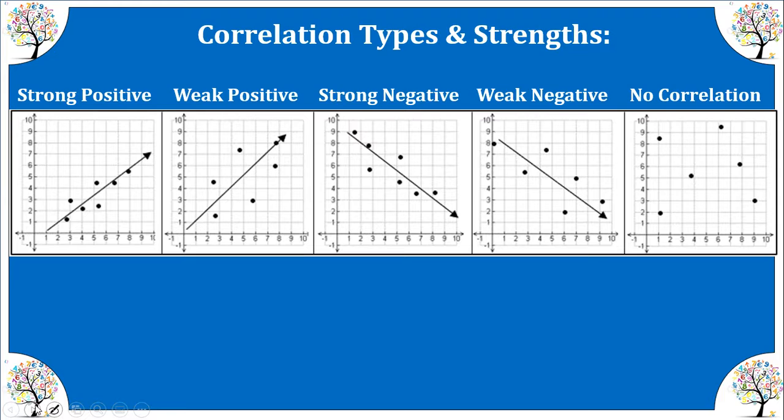So correlation, there are types and strengths. The types are positive, negative, and no correlation. Then we have strengths. We can have a strong positive, like example 1. We could have a weak positive. We could have a strong negative correlation. We could have a weak negative correlation. Or again, no correlation at all. There's no relationship between the input and the output values. One does not affect the other.